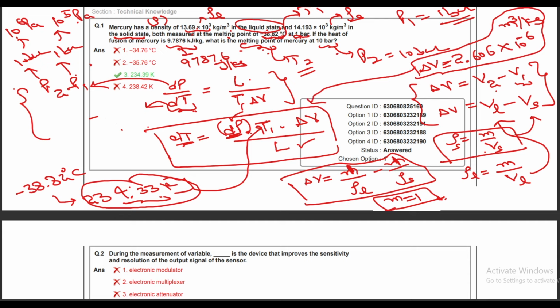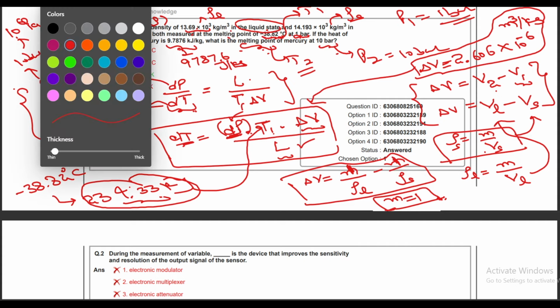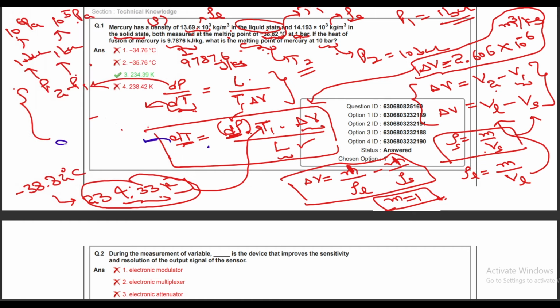Now you have all values: dP, T1, change in volume, latent heat of fusion, and after solving it you can find your value, that is dT. So the dT value you will get here, dT will be 0.1316. Now you know that you have to find the T2 value, that is the melting point at 10 bar. So dT is T2 minus T1, which is equal to 0.1316. Clear? And T1 value is 234.33 Kelvin. So put this value here.